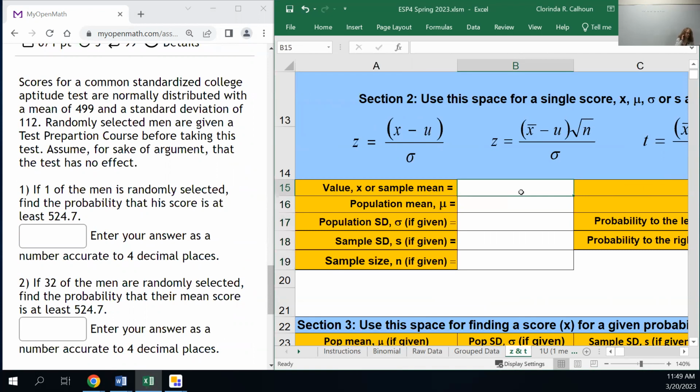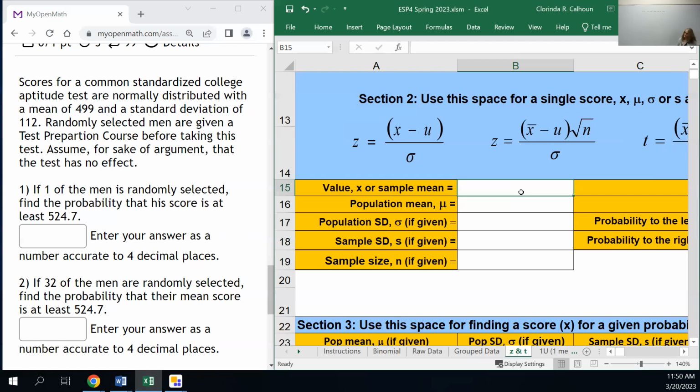Number 3 says, scores for a common standardized college aptitude test are normally distributed with a mean and a standard deviation. Randomly selected men are given a test preparation course before taking this test. Now, we are going to learn about pre-tests and preparation tests and things like that. And so that's coming, but we don't need to worry about that now. They say, assume that the test has no effect. That way we don't have to worry about post and pre right here.